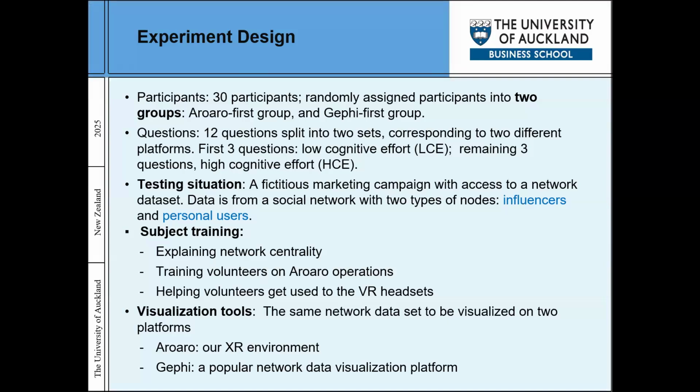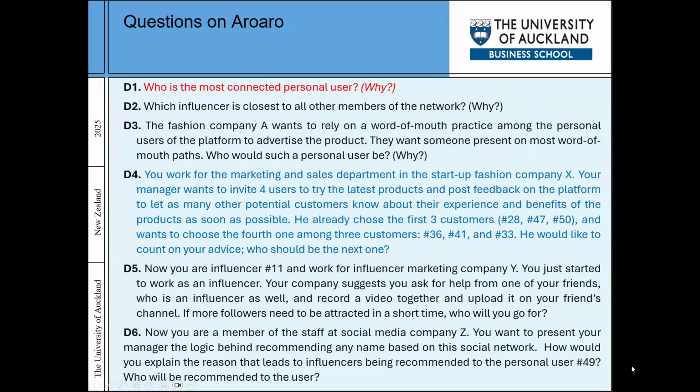Now, what do these questions indicate? These questions basically indicate the decisions that they make for running this marketing campaign. Let's say the company is promoting some products, and to advertise these products on social networks, they make use of some important nodes on this social network. Those important nodes can be influencers or personal users, but the end goal is to promote their products. So that was the experiment design.